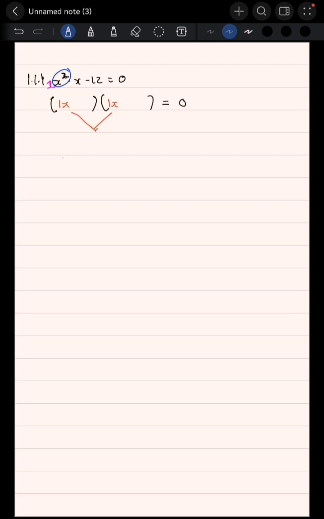When we take 1x, we multiply it with 1x. This is going to be 1 times 1, which is 1, x times x, x to the power 1 plus 1 by law of exponents, and this is 1x squared. And that is the first term in the expression.